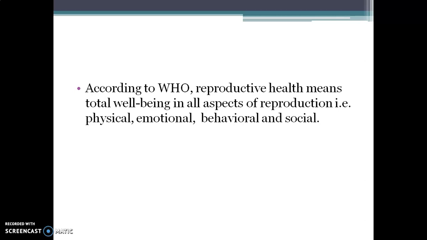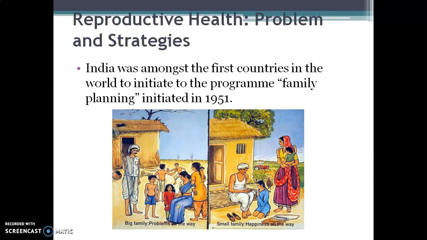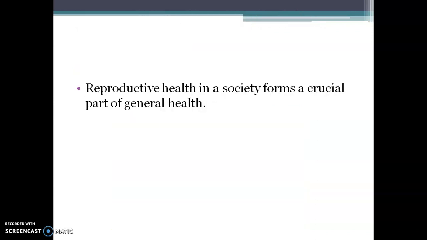Now, in this lesson, we can check this: what is the significance of maintaining reproductive health and what are the methods taken up to achieve it. Okay. So, reproductive health, first of all, we can check the strategies and problems in this related area. India was amongst the first countries in the world to initiate the program family planning, and it was initiated in the year 1951. And this reproductive health in a society forms a crucial part of general health.